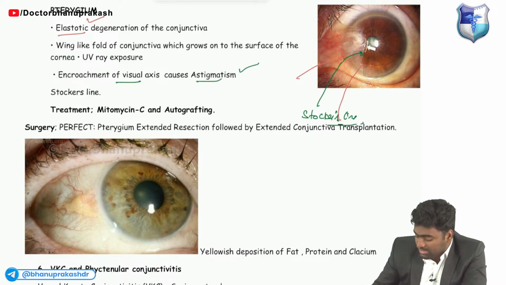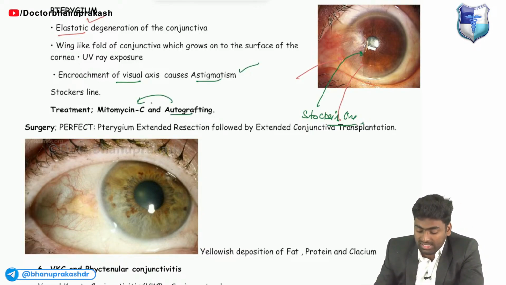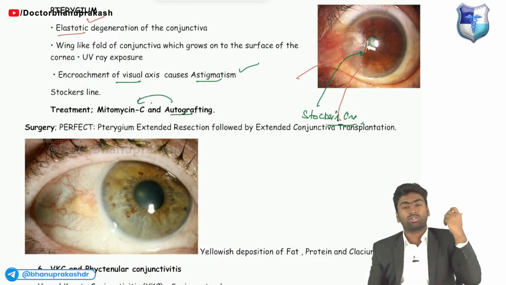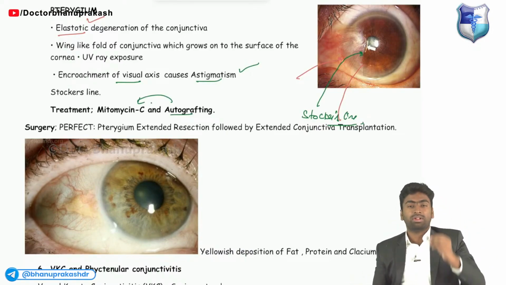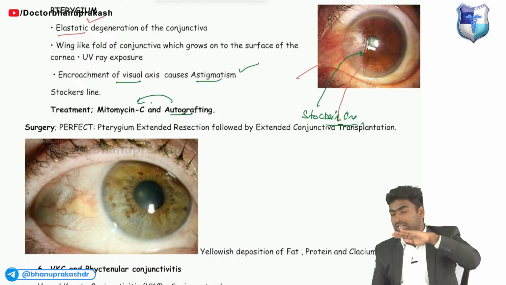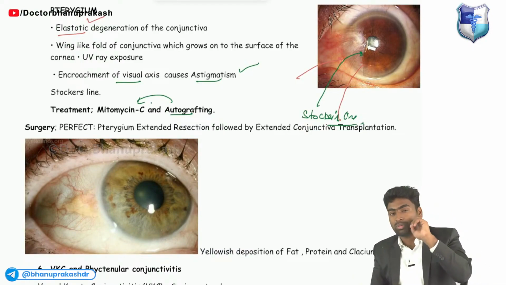And the treatment of this is what? It is doing conjunctival autograft and putting mitomycin C. Remember, we take this conjunctiva and put it here, and we'll put mitomycin C to prevent any adhesions.